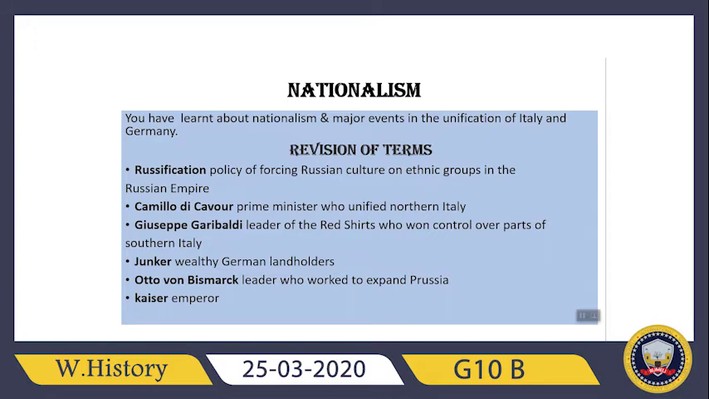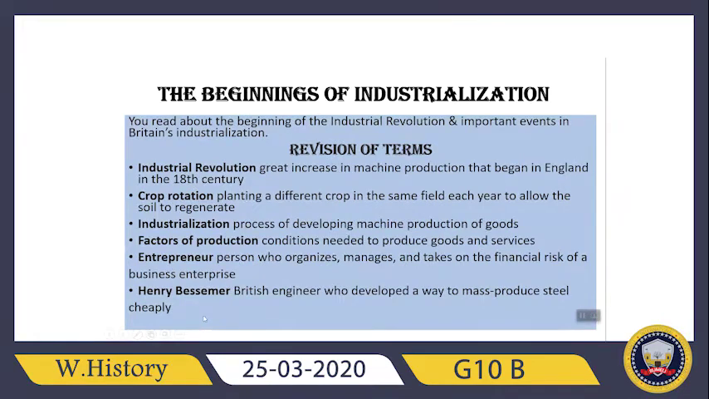Then what is Junker? Junkers were basically wealthy German landholders. And Otto von Bismarck is also the name of a leader who worked to expand Prussia. And at the end we have Kaiser. He was an emperor. The next lesson is The Beginning of Industrialization, and it is, I think, chapter 25.